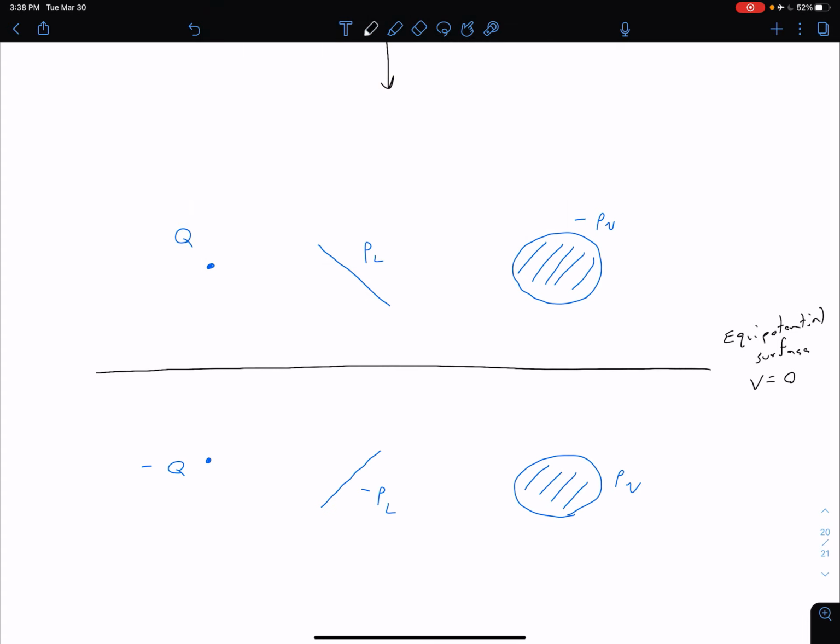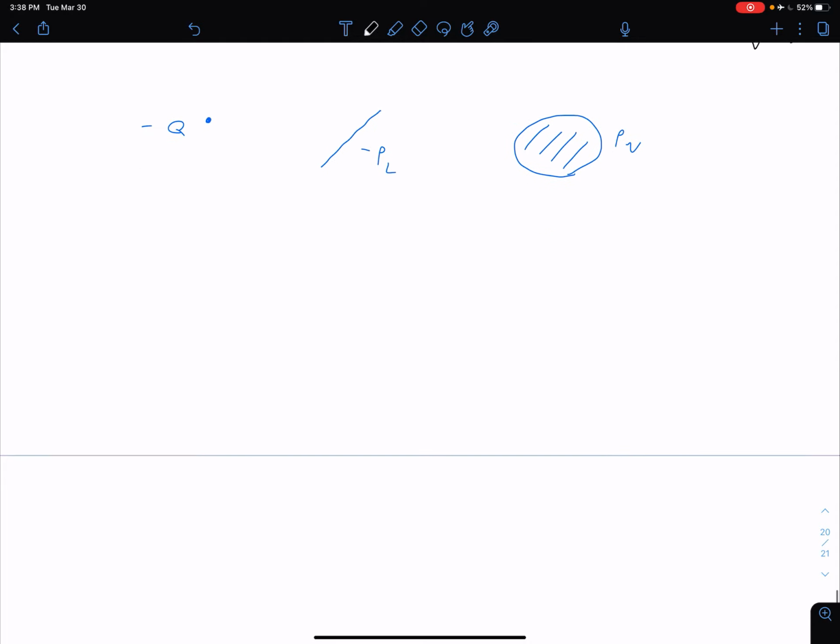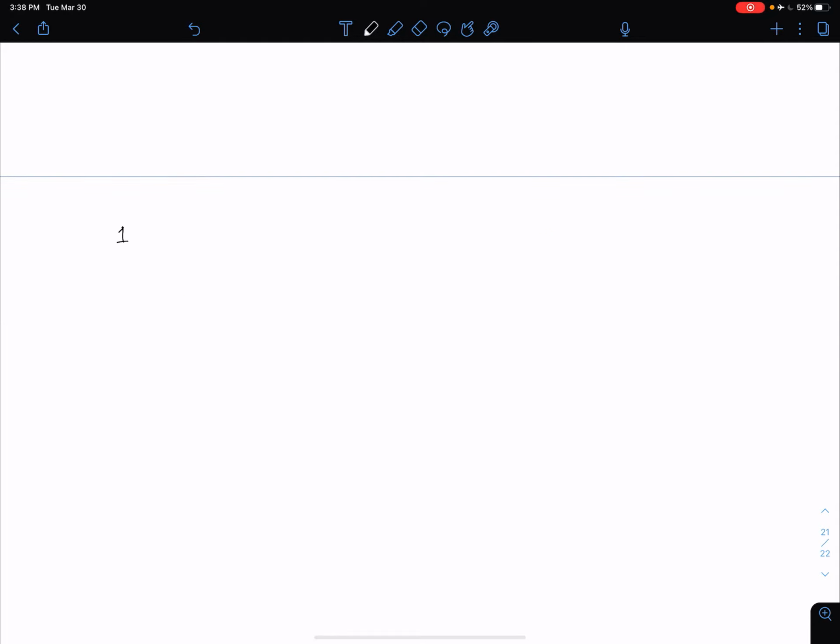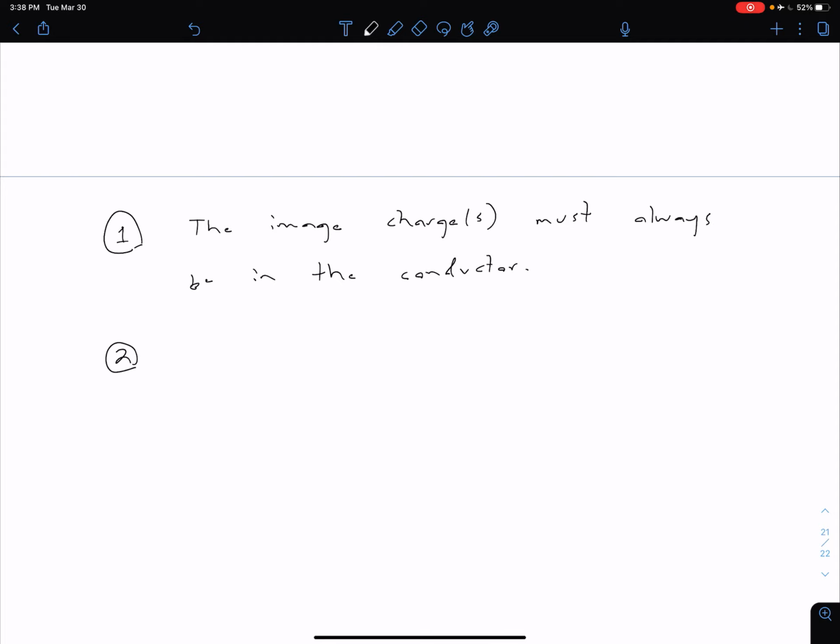There are two conditions that need to be met if we're going to use this method of images. So let's come down here and write those two conditions. Our first condition is that these image charges always have to be in the conductor. The image charge, or charges, depending on how many we have in the system, must always be in the conductor. We can't have our image charges coming out of the conductor. It just doesn't physically make sense with this method.